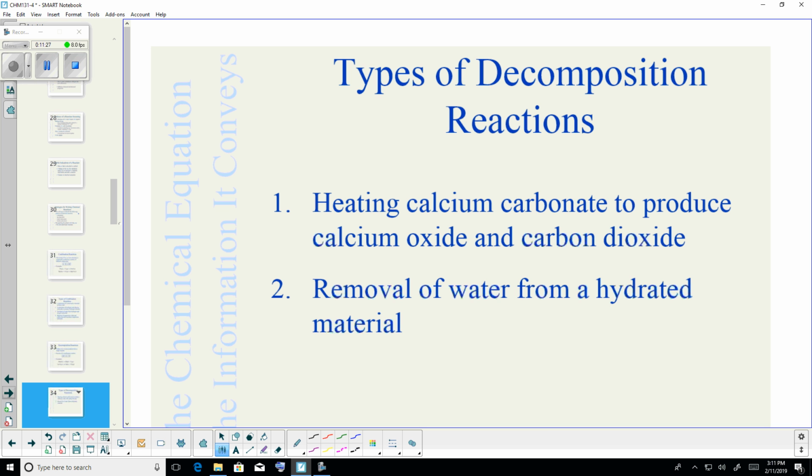A removal of water from a hydrated material. So the copper sulfate pentahydrate, when we heat it and remove the water, that's a decomposition reaction.